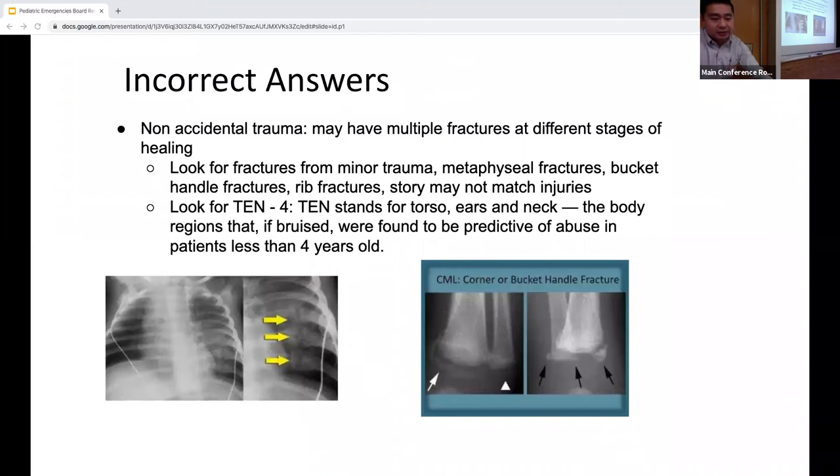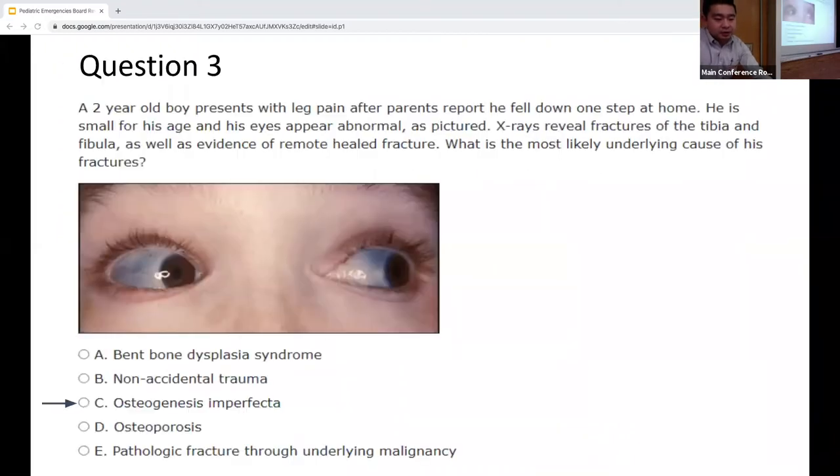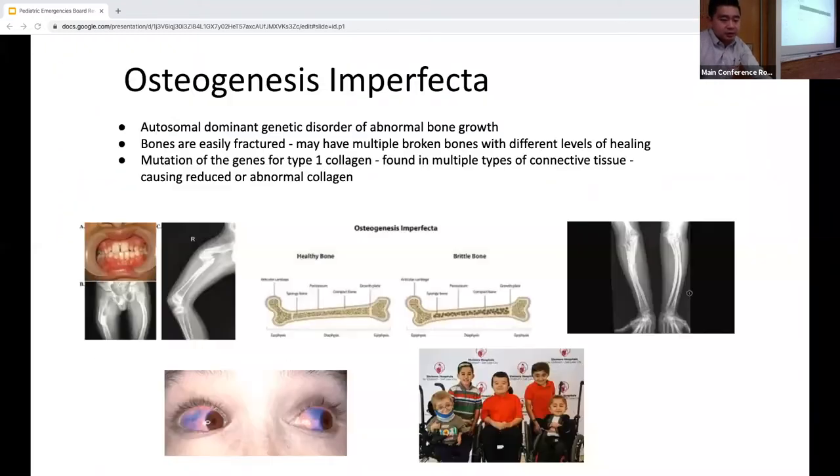So this is what it's talking about, going over the wrong answer. So non-accidental trauma is one of the answer choices. It's not non-accidental trauma because he has OI and he's predisposed to long bone fractures and very quick fractures.